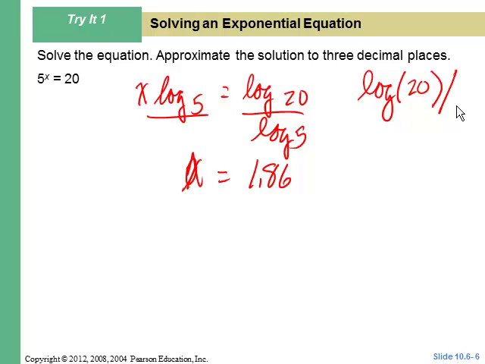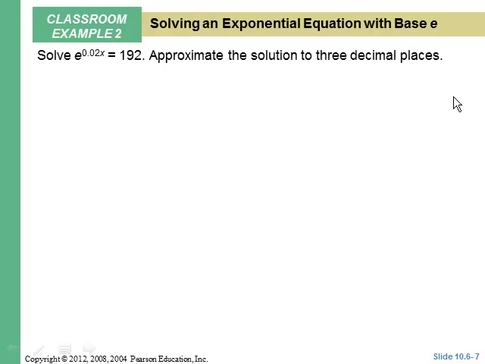And I suppose we could check that by saying 5 to the 1.86, and we get 19.956, so it works out.